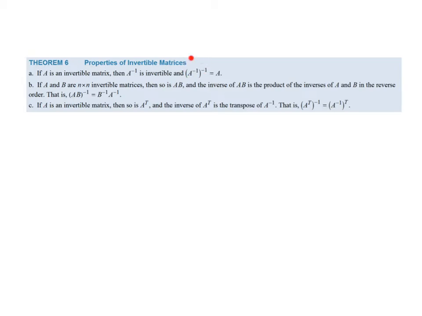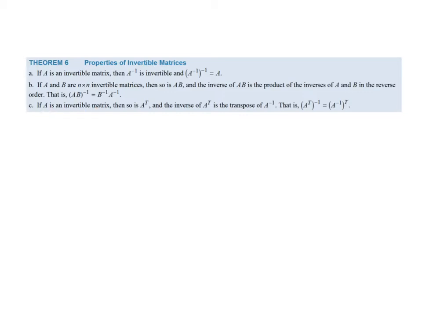And if you invert the inverse, you get the original matrix A. If you have two invertible matrices, their product is also invertible, and the inverse is the product of the inverses in the reverse order. So if I have AB in parentheses, the product first inverted, that is equal to B inverse times A inverse. The same thing happened with transposes in the last section.